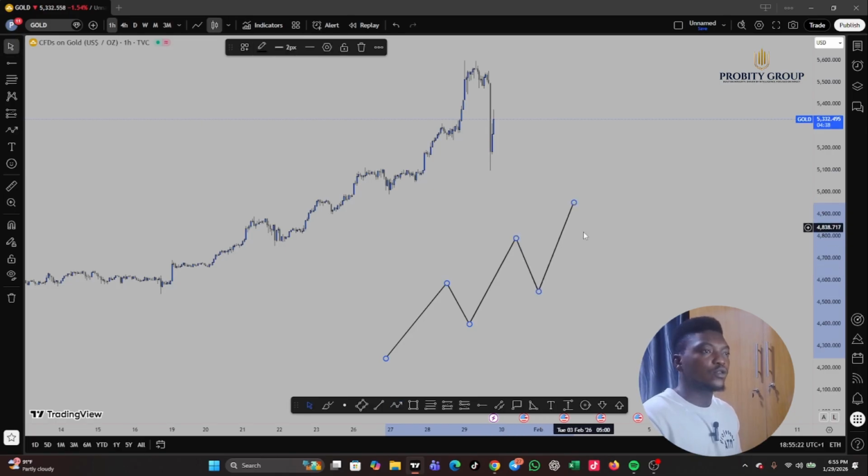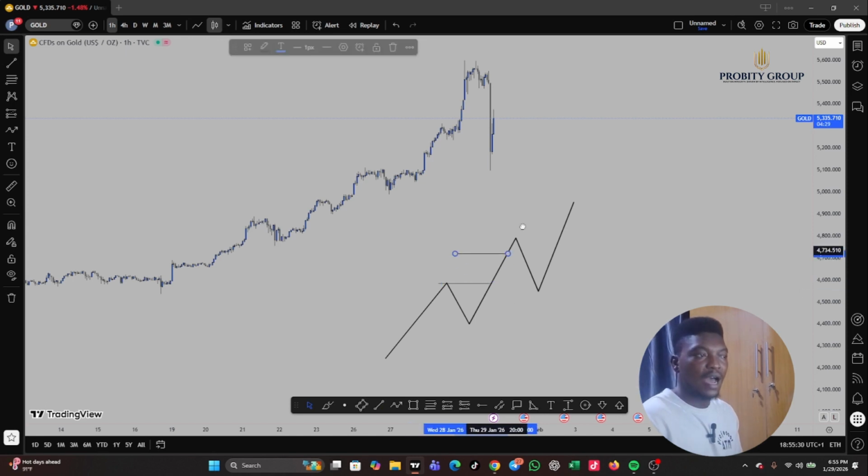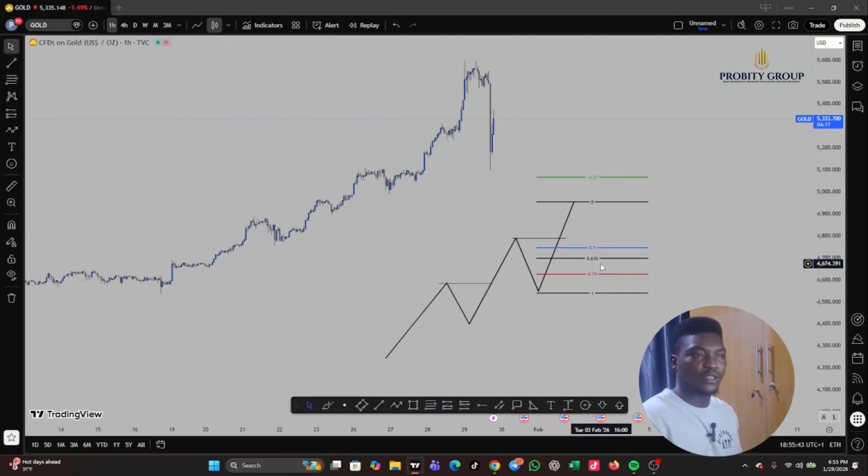If you want to use fib, it is a must. I repeat, it is a must. Price must break a previous structural high. So we have to bring our fib like this. With this, we are going to have so much confidence in using these Fibonacci tools.